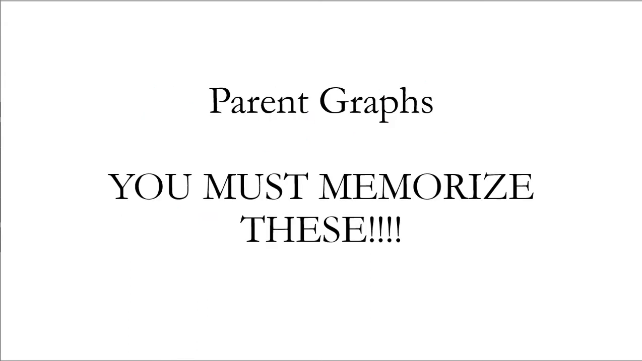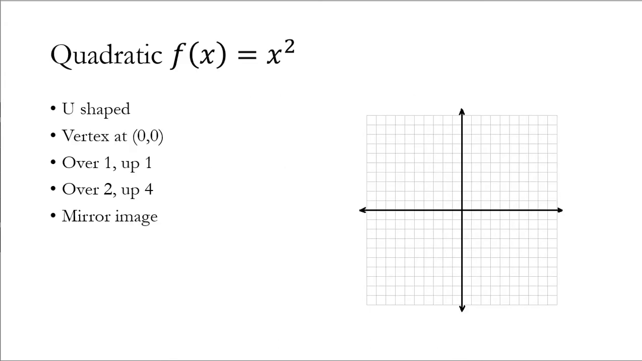Now, here's the big thing for this section, parent graphs and then turning into transformations. You must have these memorized. Okay, I understand that things are open notes, but you're going to be able to get through things so much quicker if you just know these parent graphs and know what they look like. All right, so the first one is a quadratic. That's x squared. Okay, the vertex is at 0, 0.